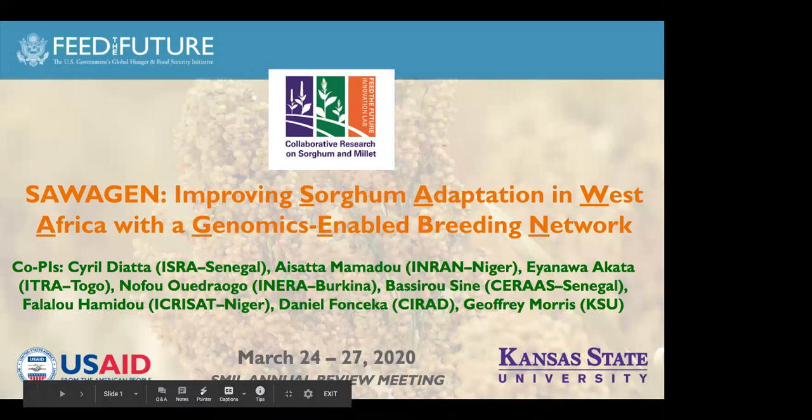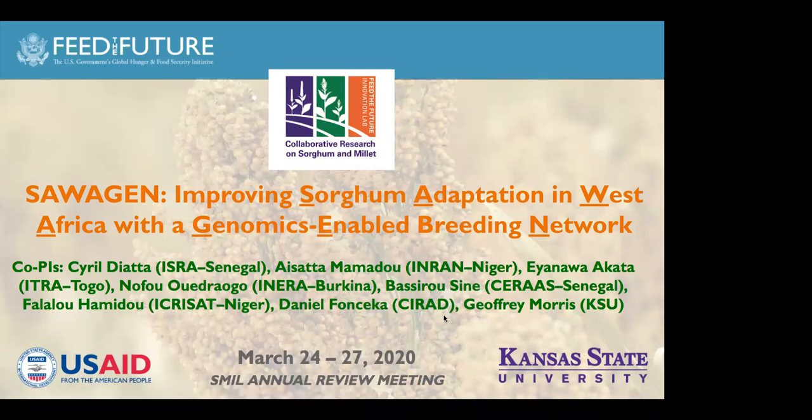Well, it's a great pleasure to talk to everybody about the progress on Sawagen. Sawagen is our new name for phase 2 that highlights the true collaborative nature of this network. It's improving sorghum adaptation in West Africa with a genomics-enabled breeding network. Here on this first page, I just have listed the co-PIs, but there are many more people who have contributed, and they are acknowledged throughout the presentation and at the end.